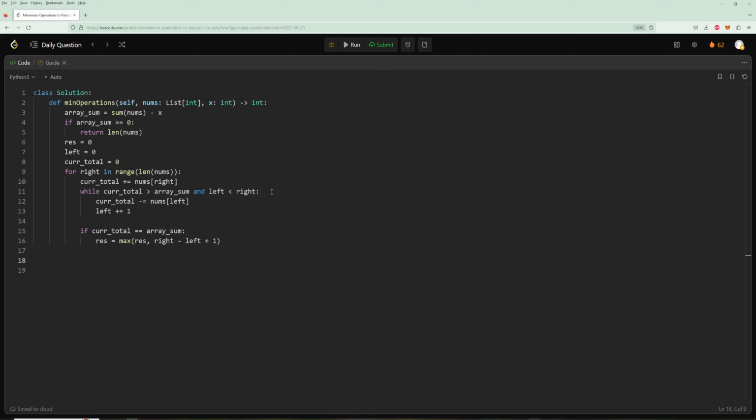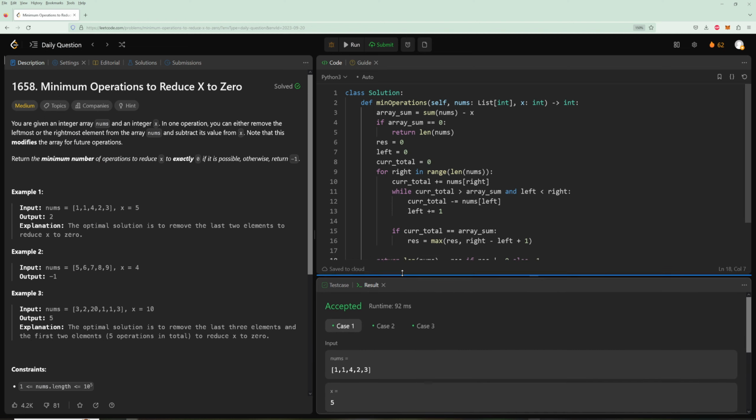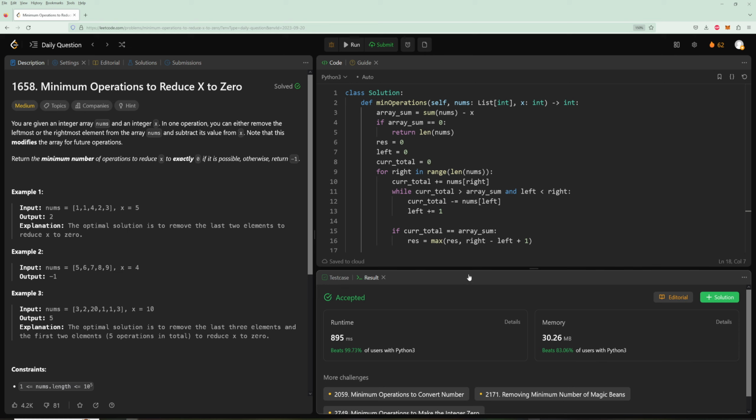And now that we're done with this, we need to actually check if we got a sliding window, because we might not have a valid sliding window. So we can just say return length nums minus result if result doesn't equal 0. Otherwise, let's return -1 because we didn't find a valid sliding window, right? If result is 0, we never found a sliding window, so we're supposed to return -1. So let's give that a try, and let's actually bring this up here so you can see it does work. And you can see it's pretty efficient as well.